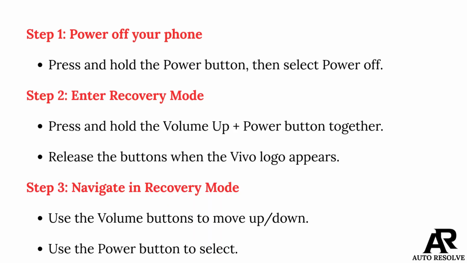Step 1. Power off your phone. Press and hold the power button, then select power off.